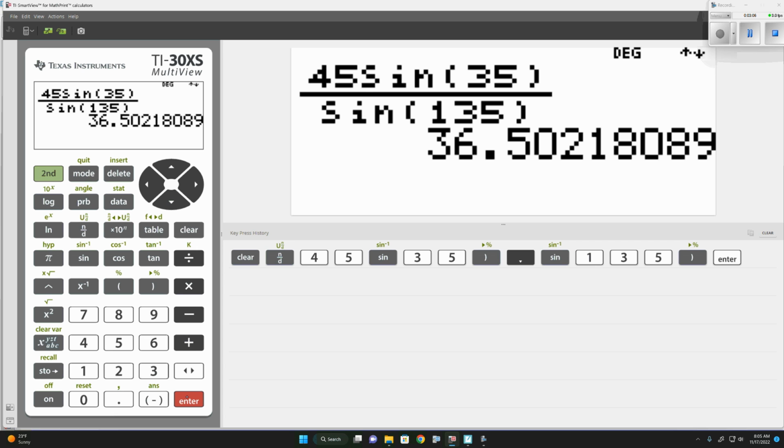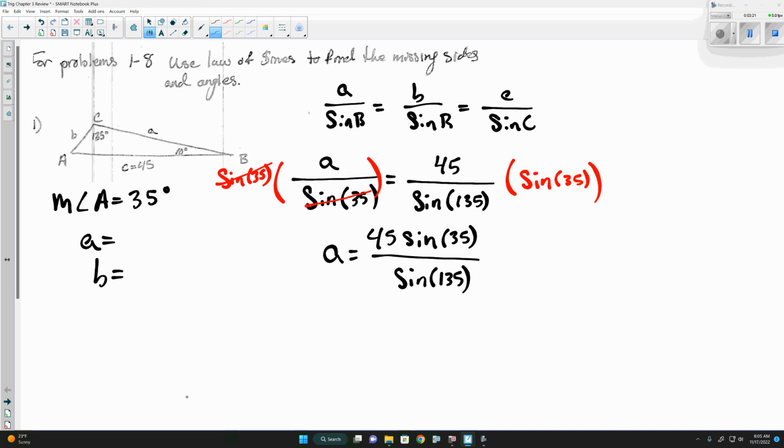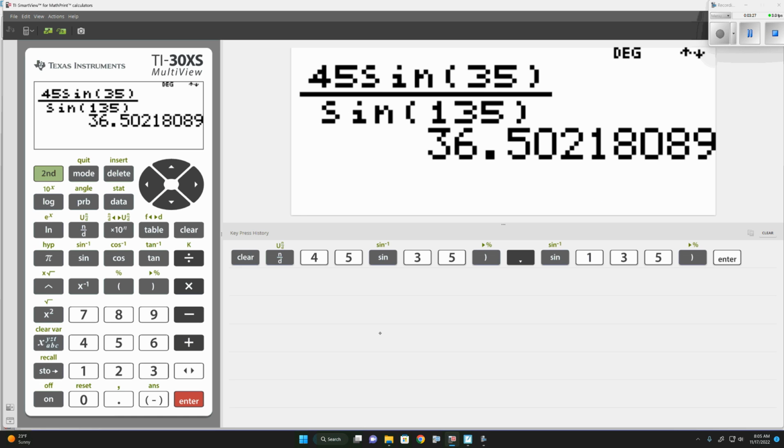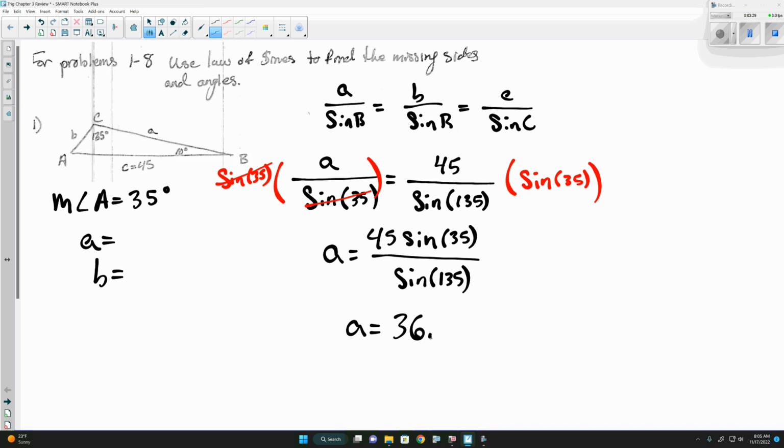And hit enter. Normally for this, and on the test, we're going to round to 2 decimal places for the most part. If you do have questions on where to round, ask. I will clarify. So that tells us that side length a is 36.50. Questions on this so far? So now we just need to find the other side length, b, yes?